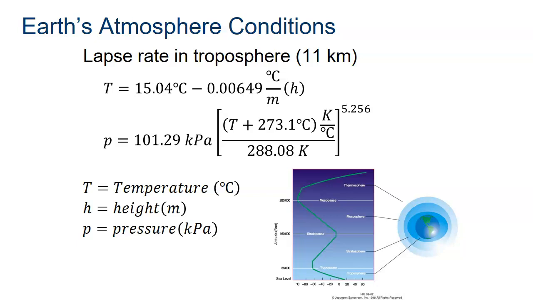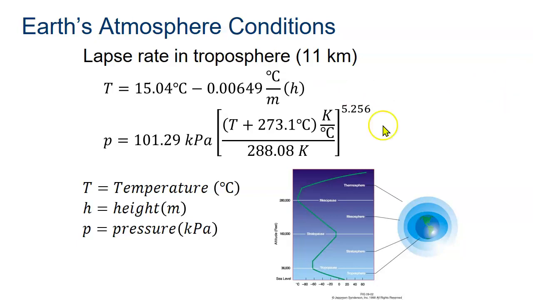All right, so here we see a couple of formulas. The first one is to calculate temperature by height. So to calculate the temperature at a given height, and this is in comparison to standard temperature and pressure, you take 15.04 degrees Celsius minus this conversion factor, 0.00649 degrees Celsius per meter, and then your height in meters.